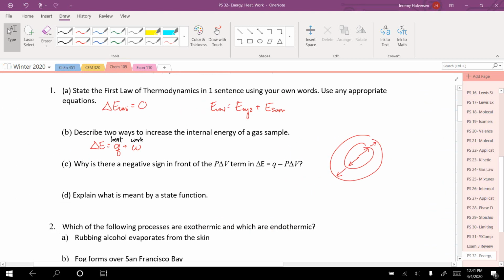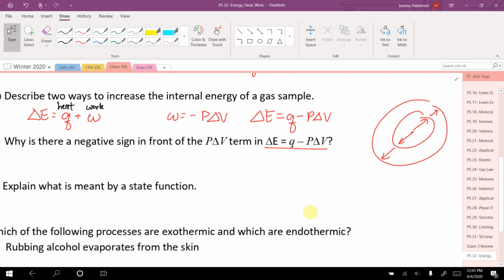C asks, why is there a negative sign on the P delta V term in delta E equals Q minus P delta V? Well, first let's define what is work. Work is defined as negative P change in volume, negative pressure change volume. And so then if I plug that in here, I get that delta E equals Q minus P delta V, which is what this is referring to. Why is there a negative sign in front of that term?